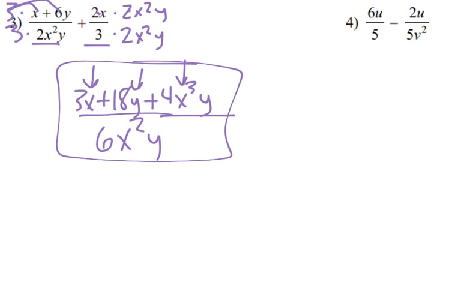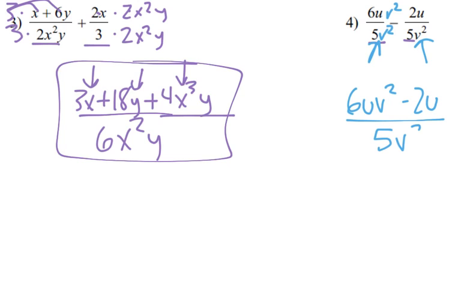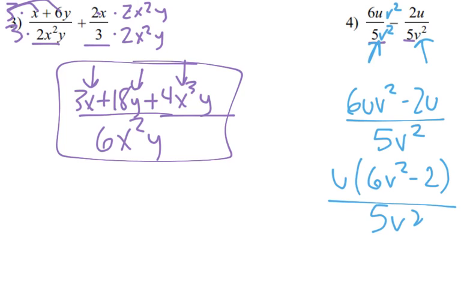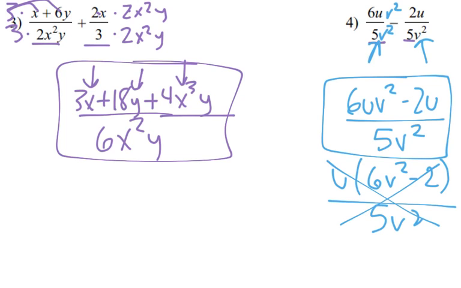Okay, now on 4 it's a little easier, right? Because they share 5 here, but they don't have a v squared on this one. So we need to times this one by v squared. So we times the whole thing by v squared. So we get 6u v squared minus 2u over 5v squared. Now, if I wanted to, I could pull out a u, but that's not really going to get us anywhere. If we would have been able to pull out a v squared, that would have been great. But because we didn't, we don't really need to do that, and we can just leave it like this. By all means, if you really want to, you can do that, but you don't have to.